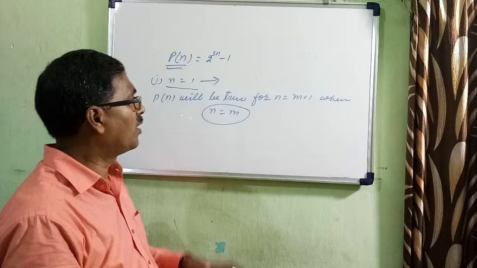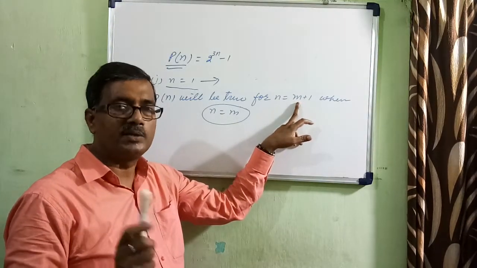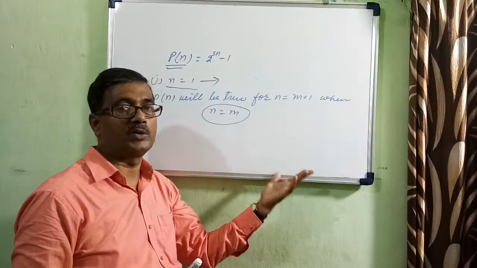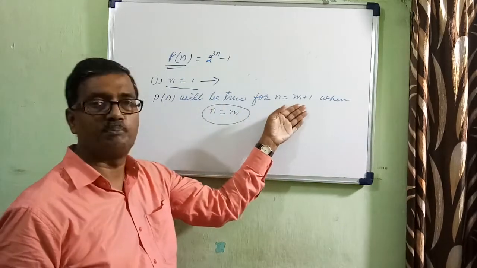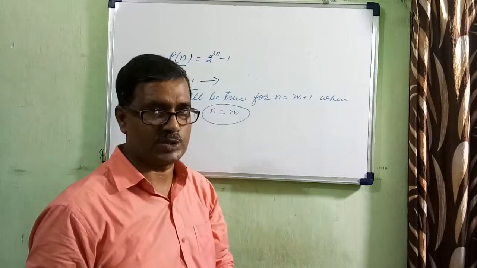Where is the problem? The problem arises when you take n is equal to m plus 1, and this is what we have to work out here. So how can we find those particular values so that it is true for n is equal to m plus 1? Actually, today I will discuss two types of questions.